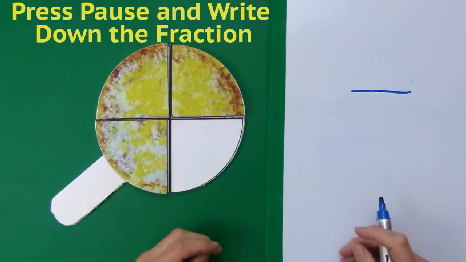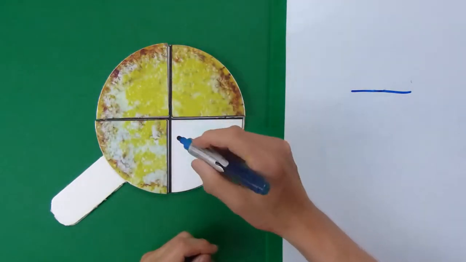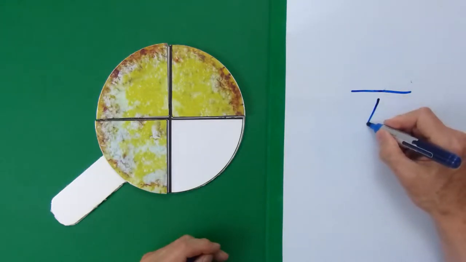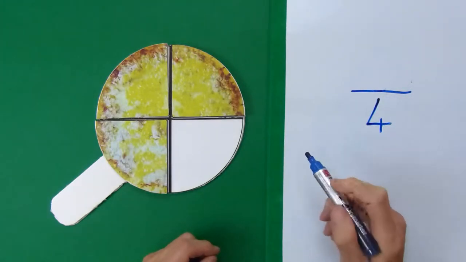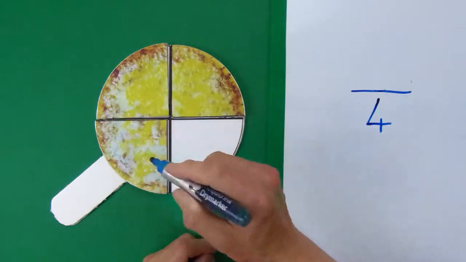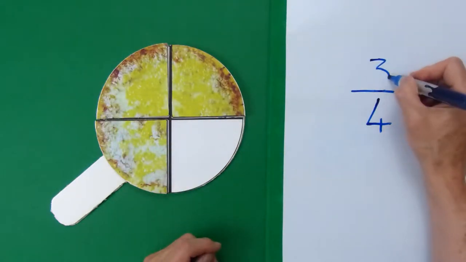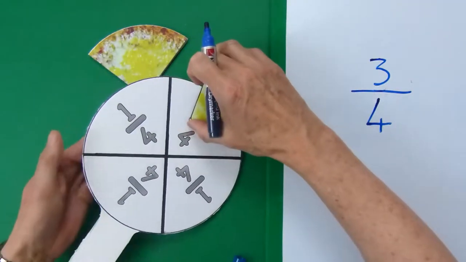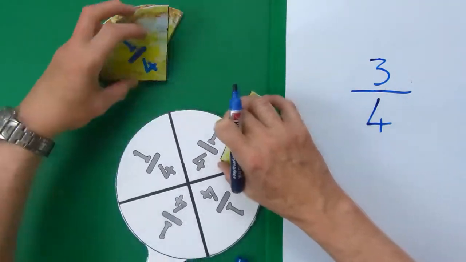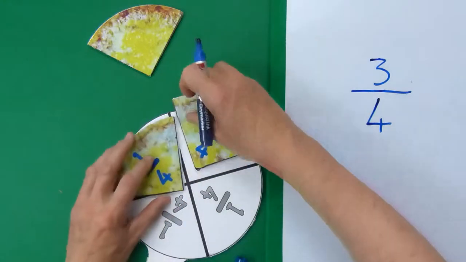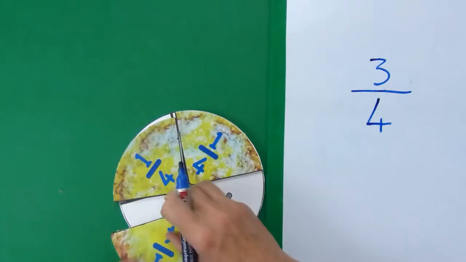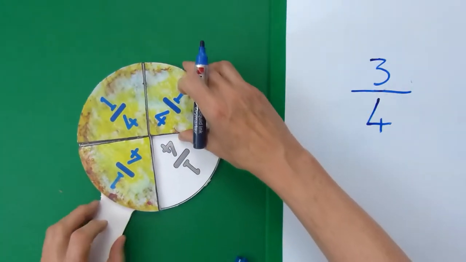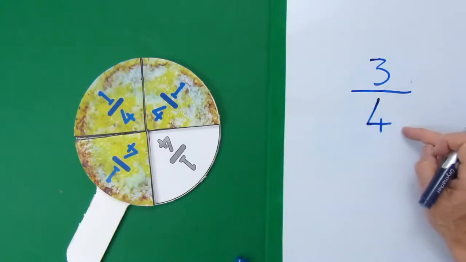This time the pizza is sliced into 4 pieces, so the bottom number is 4, and we have 3 of the pieces, so the top number is 3. If we have a look, what we've got is 3 of the quarters out of the 4 quarters, so we have 3/4.